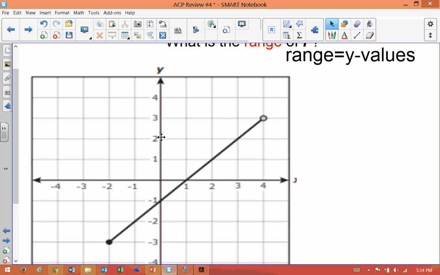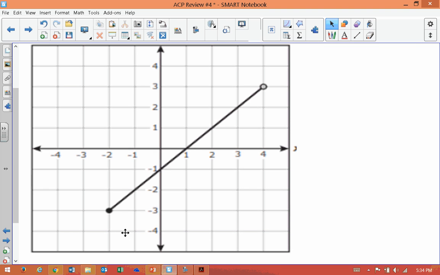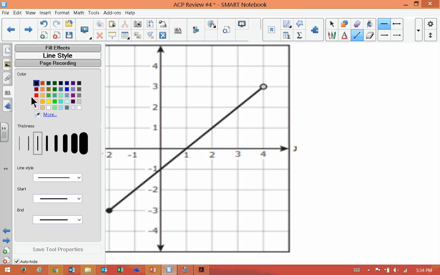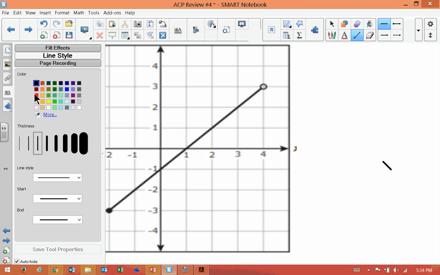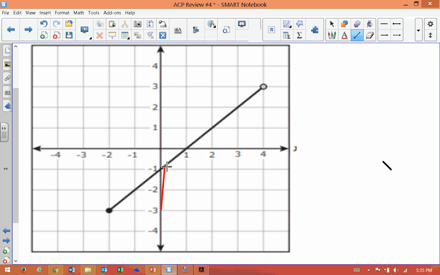Well, if we look at the y values, we're talking about the y-axis. And there's nothing going on. If we start on the y-axis, nothing happens until we get to -3. So if I can just draw a line there, let's draw a line here that starts at -3. Oops, the function stops at +3.